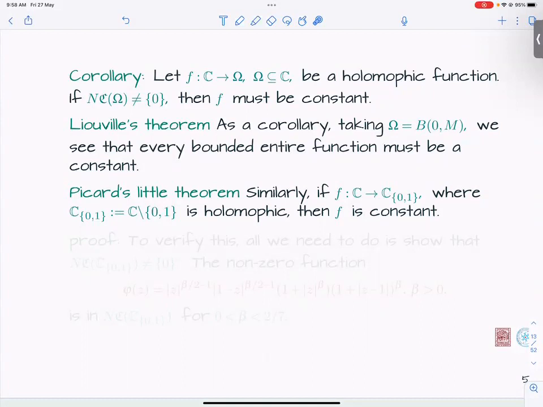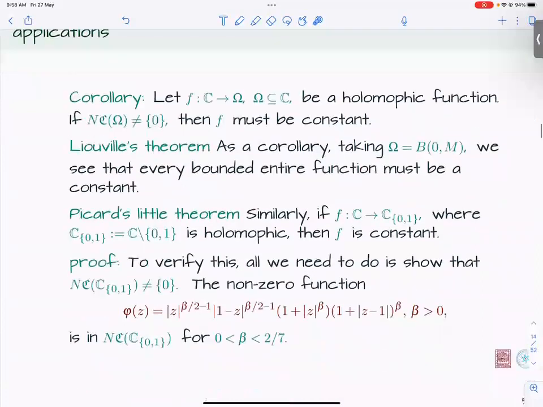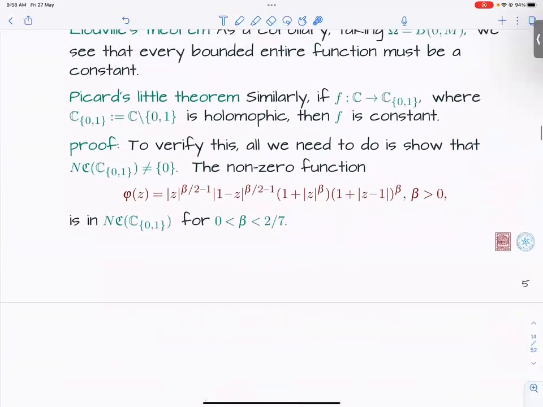So suppose you have a holomorphic function on the entire complex plane, but rather than being bounded, which is the case with Liouville's theorem, you say that it misses only two values. Namely, its range lies in C minus 2 points. Then the function f must be constant.